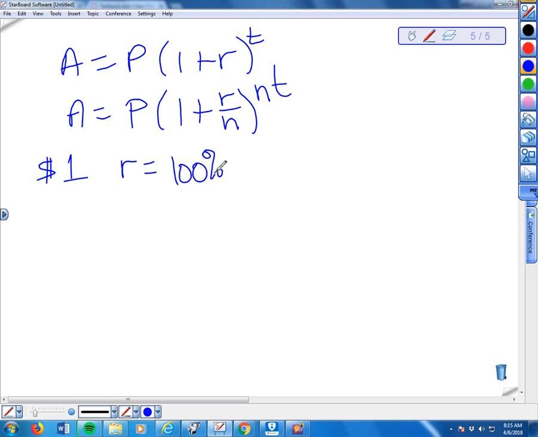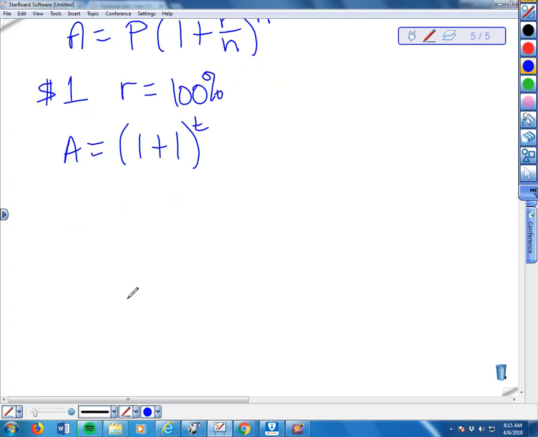Okay? So this formula changes. I don't have a p anymore because p is 1, right? So I just have 1 plus r raised to the t if it's an annual compounding. And the rate is 1 because I change 100%, move the decimal over twice, right? And that number goes in as 1. Okay? So if I'm going to talk about, let's just do everything for 1 year.